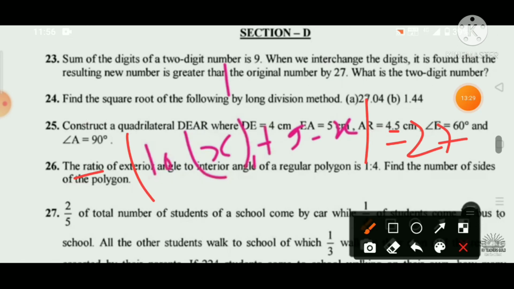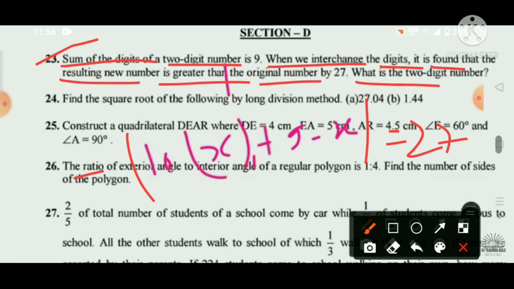So next question, section D. The sum of the digits of a two-digit number is 9. When we interchange the digits, you'll find that the resulting new number is greater than the original number by 27. What is the two-digit number? So you can write the equation 10 into x plus 9 minus x, so you can take this minus is equals to 27. By solving this equation, what will be the value of x? That is the answer for this question. Let us move to the next question.